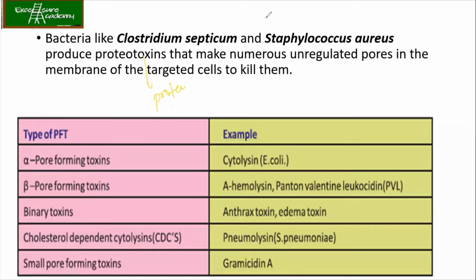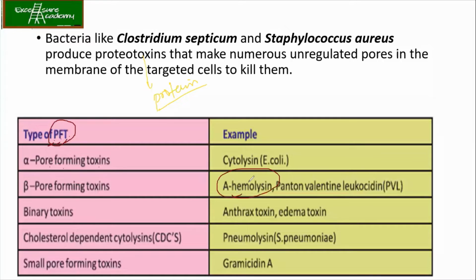What is the chemistry behind? They are proteins only. Now, there are different types of pore forming toxins. PFT means pore forming toxins. For example, alpha pore forming toxins, the example is cytolysin. Beta pore forming toxins, hemolysin is there. Another example is Panton-Valentine leukocidin.